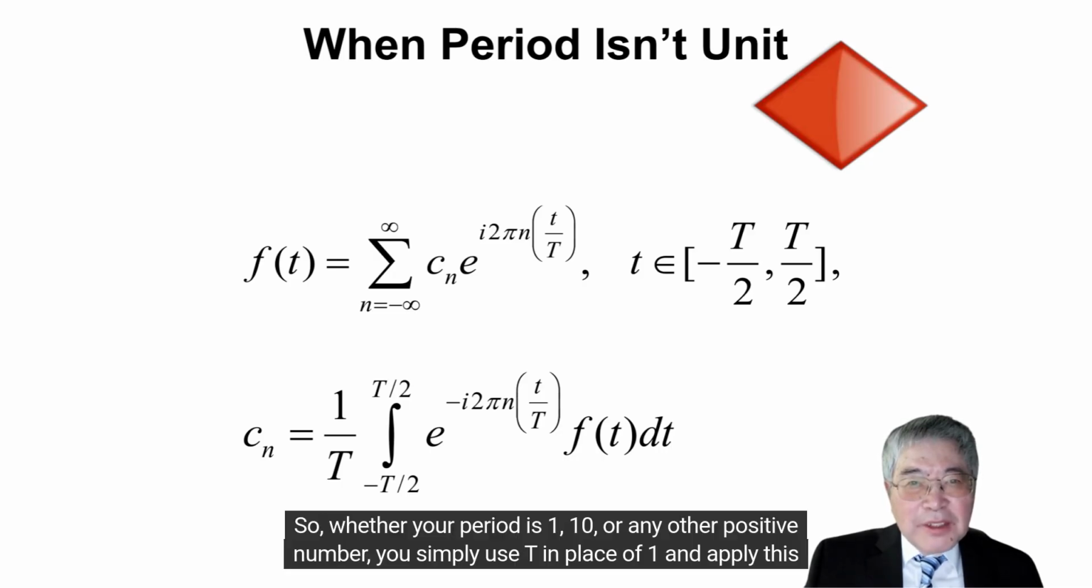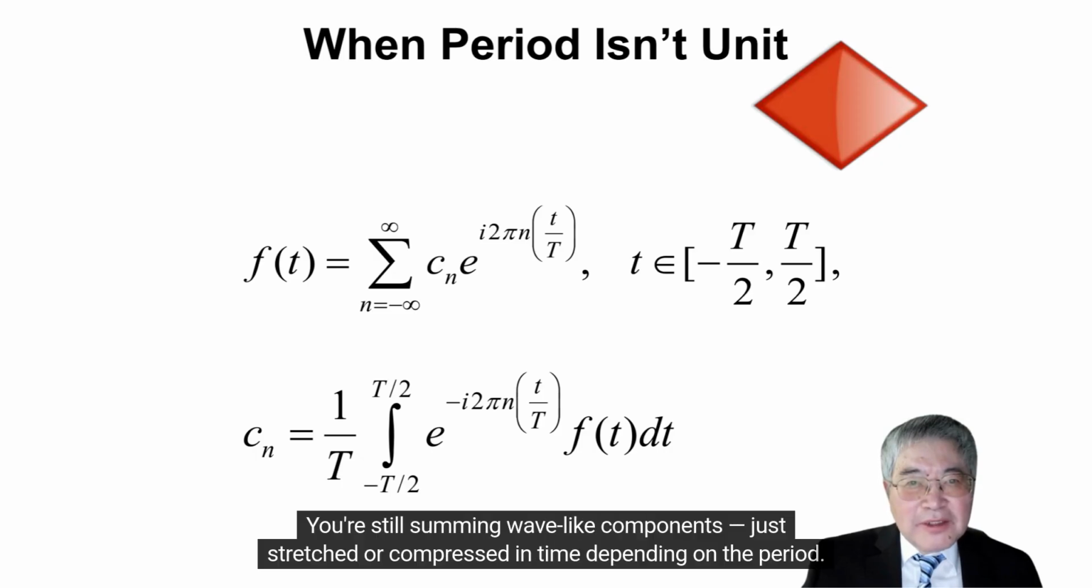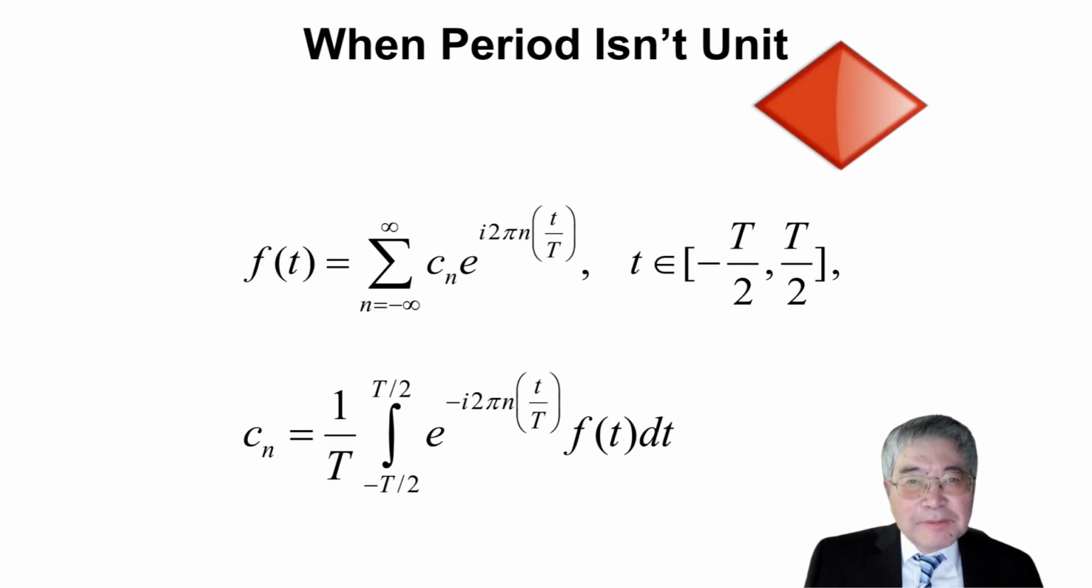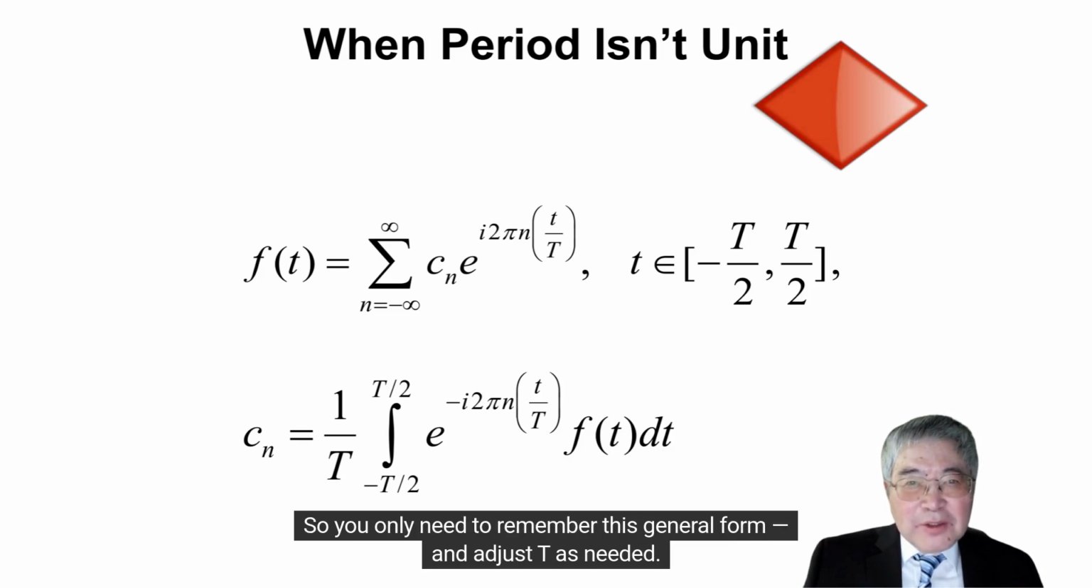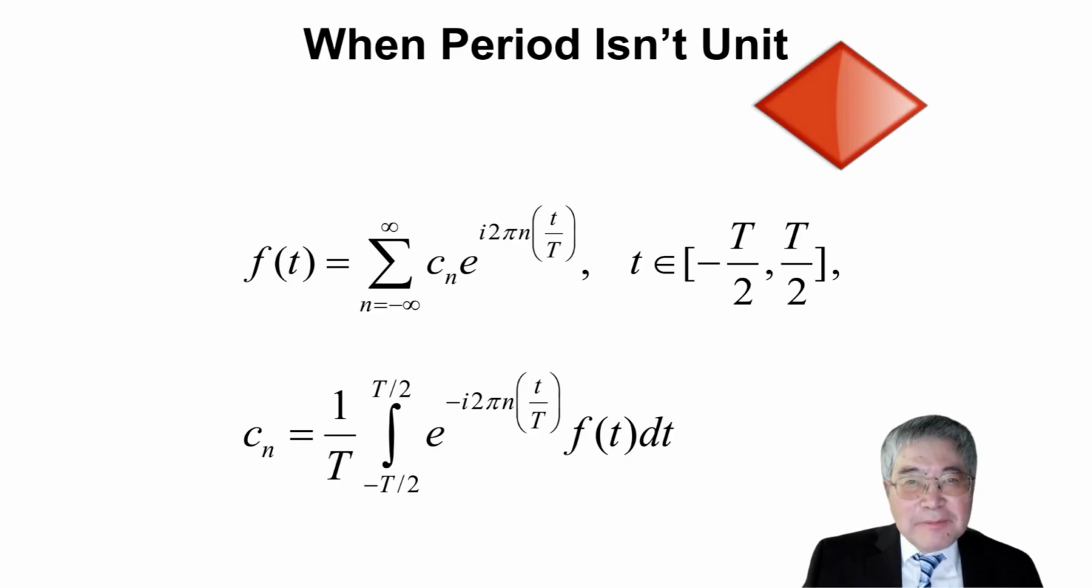So whether your period is 1, 10, or any other positive number, you simply use t in place of 1 and apply this formula. You're still summing wave-like components, just stretched or compressed in time depending on the period. Now here's something helpful. If you set t equals 1, this formula reduces back to the unit period version we saw before. So you only need to remember this general form and adjust t as needed.